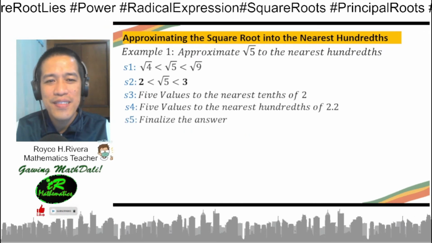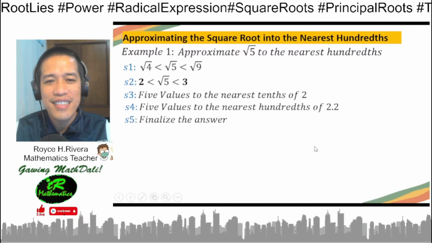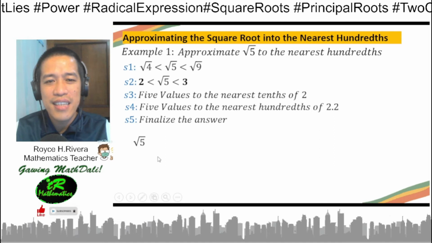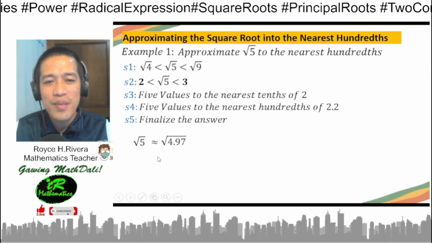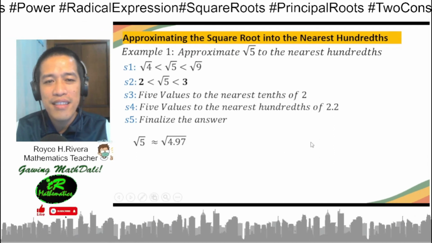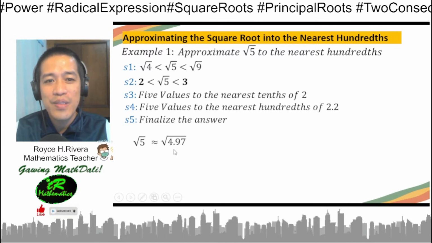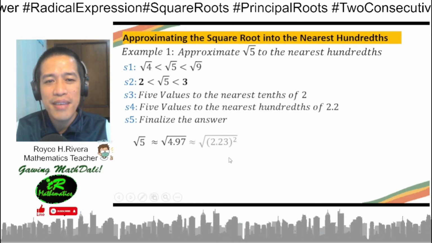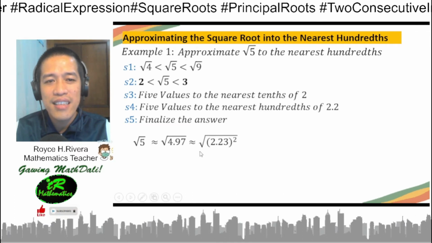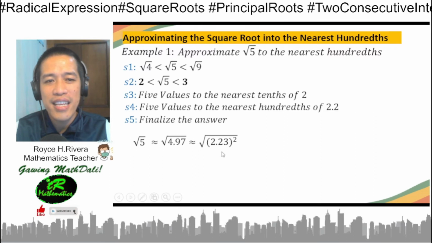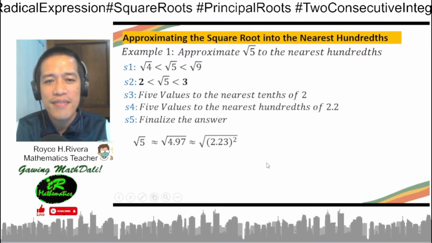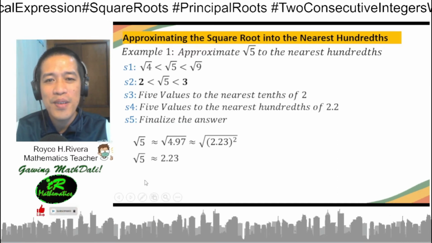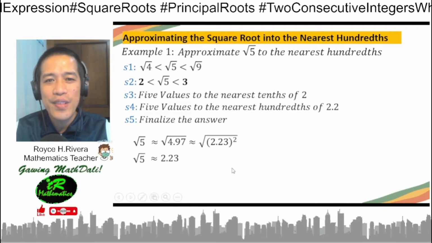Then we will now finalize the answer. So the square root of 5 is approximately the square root of 4.97, which is the closest, and the square root of 4.97 is approximately the square root of 2.23 quantity square. Therefore, square root of 5 is approximately 2.23.